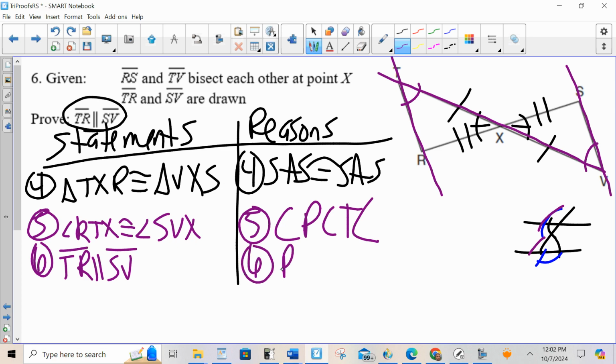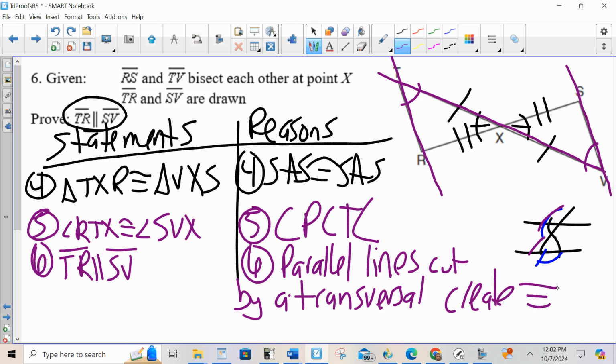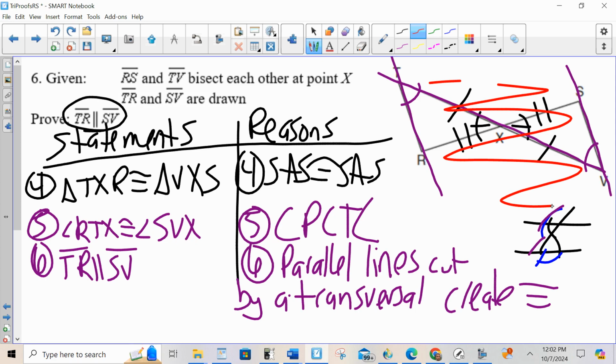And the reason, parallel lines cut by a transversal create congruent angles. They're both inside. That makes them alternate interior angles.